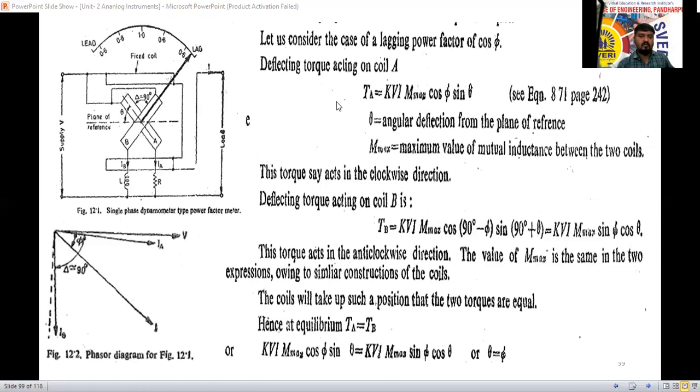Similarly, can anyone tell me the deflecting torque acting on coil B? Same thing, TB equals KVI as it is, and M max we write here. TB is related to which current? The coil B is related to which current, IA or IB? IB here now. So what is the angle between IB and I? Just think about that. 90 minus theta.